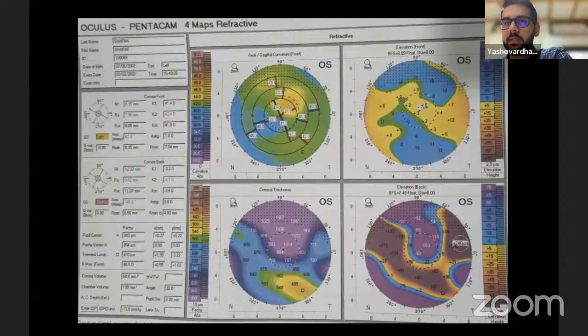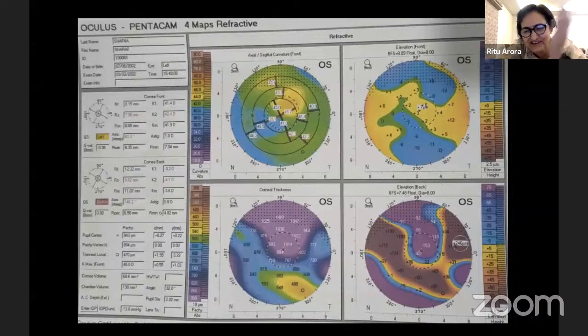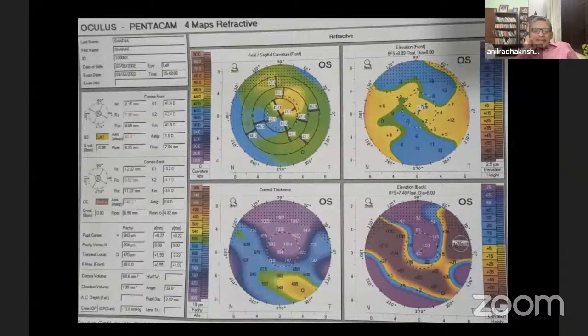Then coming to the pachymetry map. The pachymetry map is showing purple color in a whole lot of irregularity. Yeah, can you read the values there?